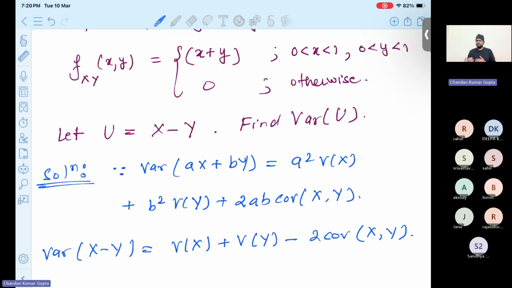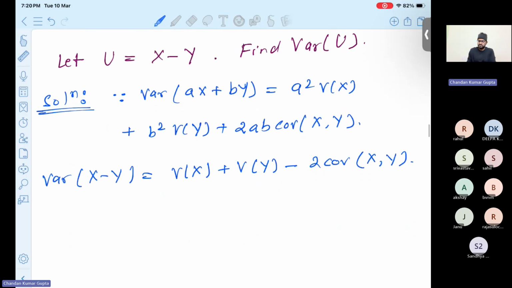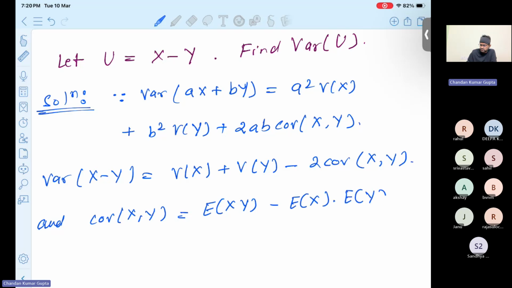For variance of y, we need the marginal distribution of y. And for covariance, the formula is: covariance of xy will be the expectation of xy minus expectation of x into expectation of y. So overall, our first aim is to find the marginal of x and marginal of y.